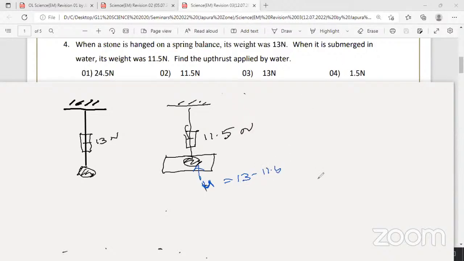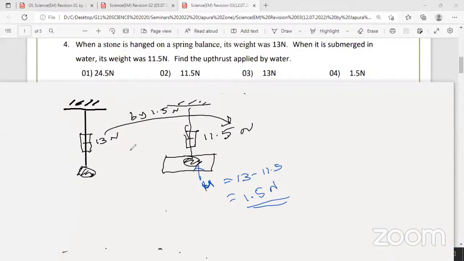13 minus 11.5, you get how many Newton? 1.5 Newton. That is the upthrust. That means the weight of this stone has decreased by how many Newton? By 1.5 Newton, due to the upthrust.